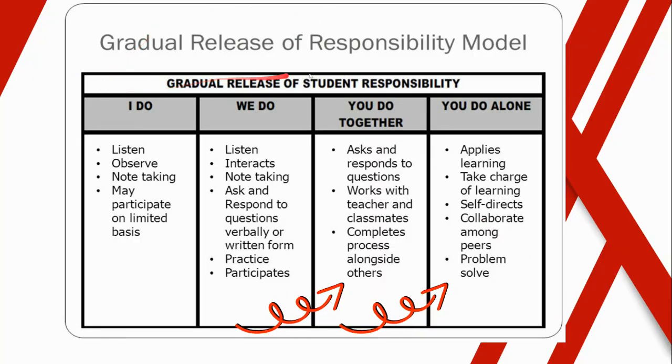This is an example of a gradual release of responsibility model, where what you would do during the you do together: ask and respond to questions, work with the teacher and classmates, complete the process alongside others, versus a you alone. This scholar should be able to apply the learning independently, to take charge of their learning, to self-direct themselves, to collaborate amongst peers, and to be able to problem solve.